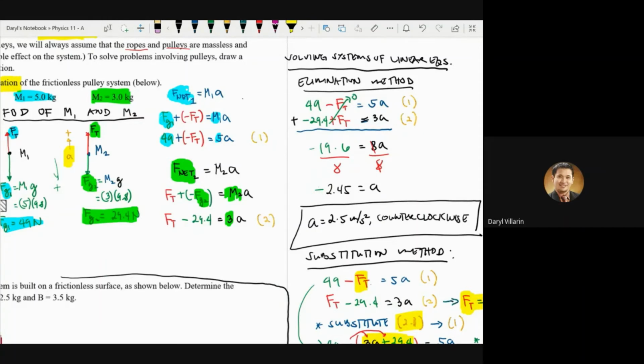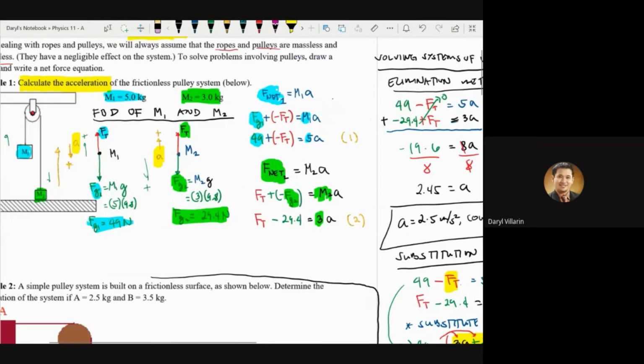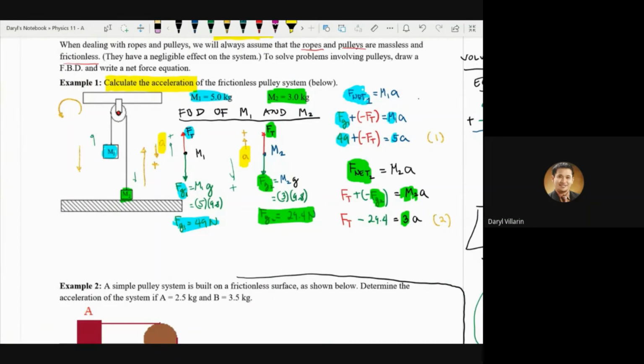As long as you are consistent, once you decide that this is moving in the counterclockwise direction, that means M1 should be moving down. So moving down for M1 constitutes a positive value. And for M2, since this is moving in the counterclockwise direction, M2 should be moving up, right? So if it's moving up, the upward direction is my positive direction.